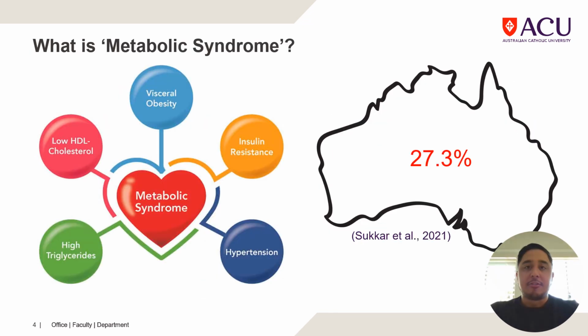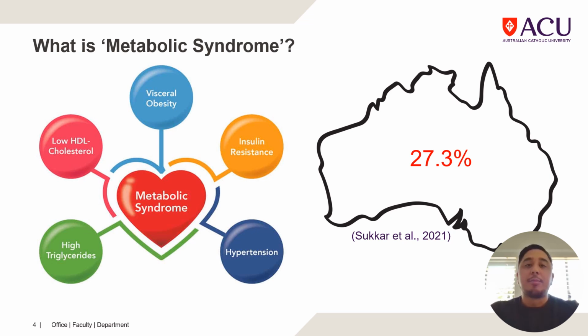The metabolic syndrome is a collective term to describe a condition made up of 5 factors. These factors include elevated waist circumference or visceral obesity, elevated triglycerides, reduced HDL cholesterol, elevated blood pressure or hypertension, and elevated fasting glucose or insulin resistance. According to the International Diabetes Federation, if an individual exhibits 3 or more of these factors, they meet the criteria to be diagnosed with the metabolic syndrome.